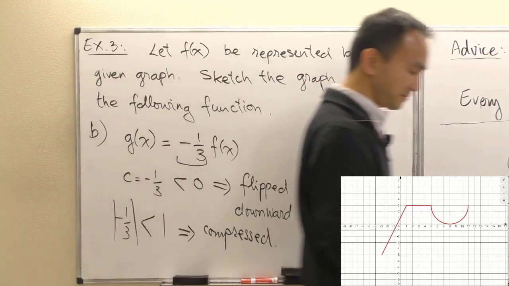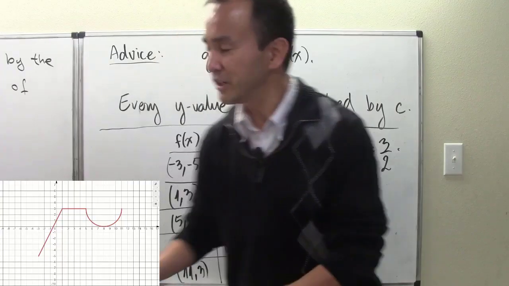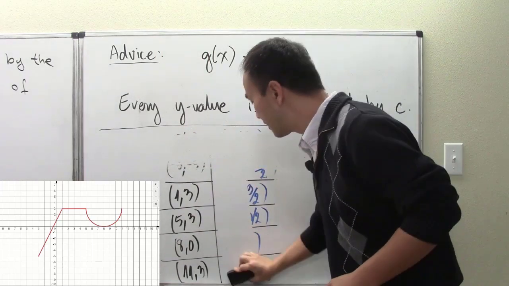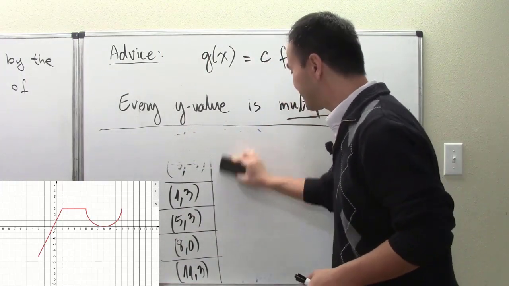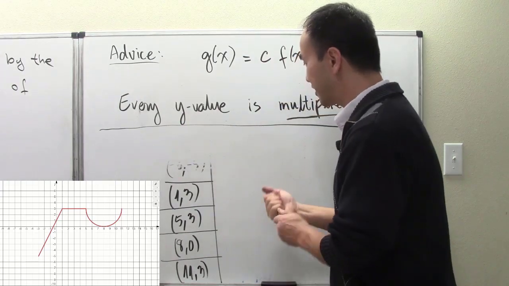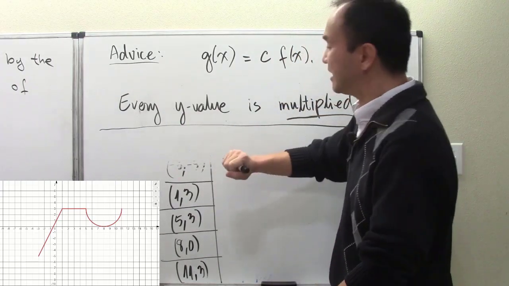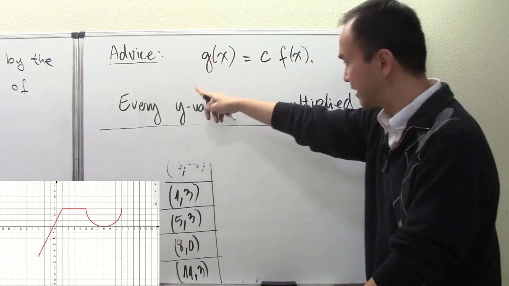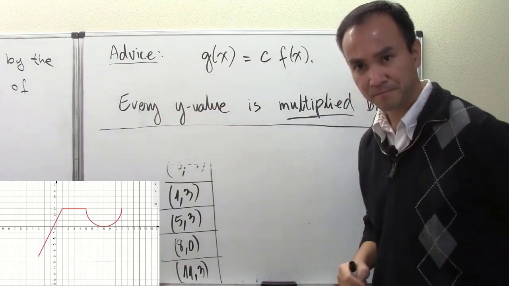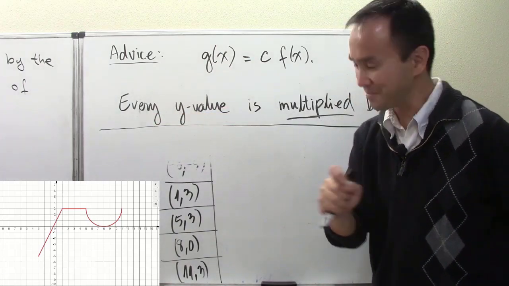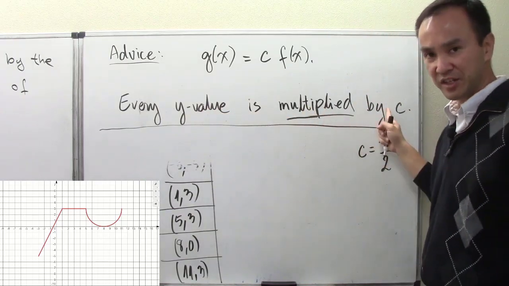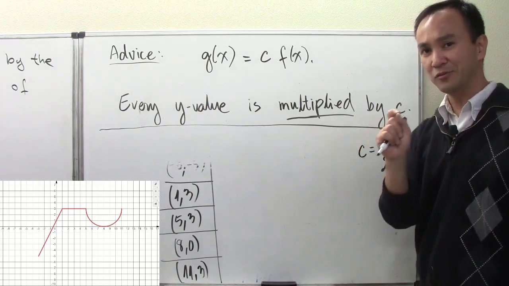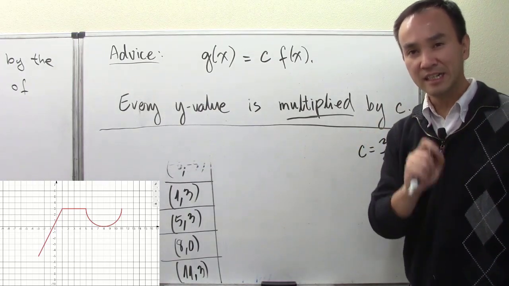Okay, so this is the advice and the work from the earlier problem. Let me erase it. I shouldn't erase these, but I'll quickly spend some time redrawing those. This advice says anytime we're doing this vertical scaling, all we have to do to keep it easy for us is stay focused on the guiding points. Every y value is multiplied by c. This is actually true for all y values, but that's the reason why we chose to work on the easy guiding points.